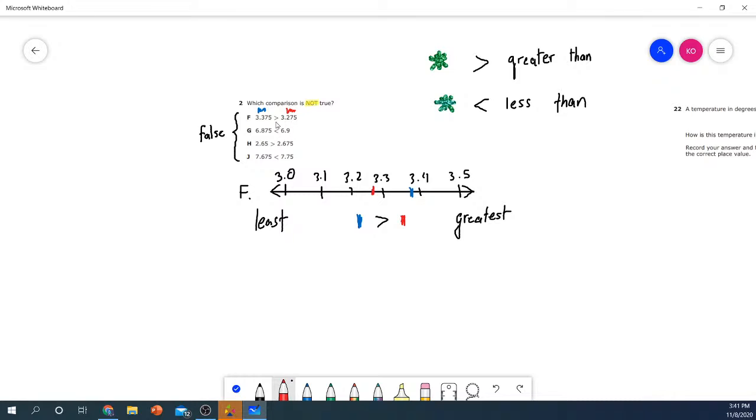Did we say that blue? We said that blue was 3.375. So blue would be greater than red, or 3.375 is greater than 3.275, which we assigned as red. So since this answer choice is true, for the question's sake, it would be incorrect. So let me just use green. It would be incorrect.